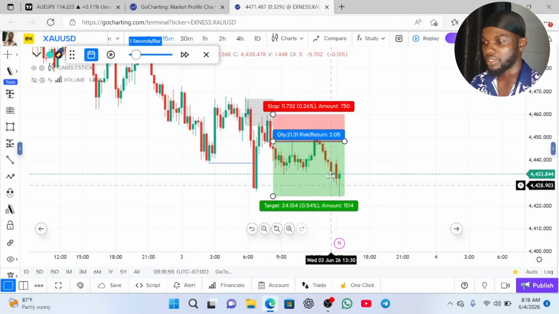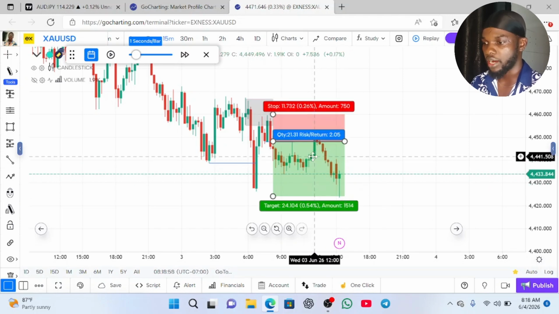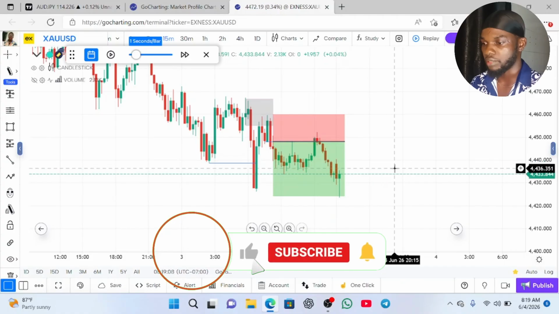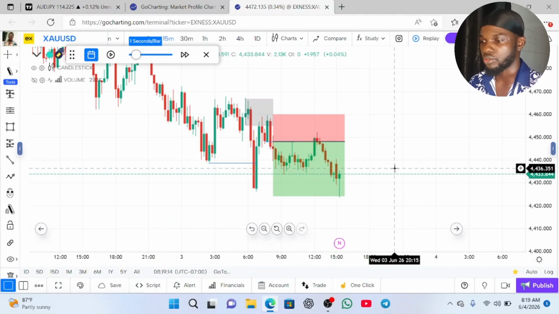So this is the gold trade I took yesterday. I took a quick scalp on gold. Let me show you what I saw before entering. Let me start by marking my structure. I mark my external structure in my 2-hour time frame and my internal in the 15 minutes time frame, which is my entry time frame.